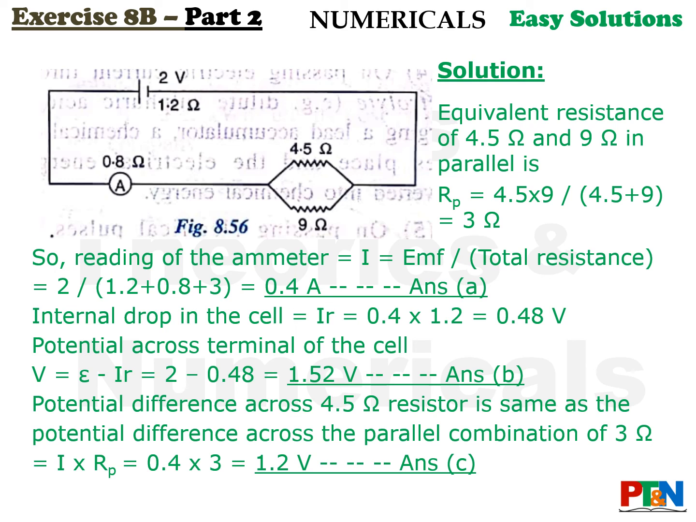Now potential difference across 4.5 ohm resistor is same as the potential difference across the parallel combination of 3 ohm. That is, your total current is 0.4 ampere and RP is 3 ohm. You multiply them, you get the potential drop across 4.5 ohm resistor, or even the entire block of that 4.5 and 9 ohm in parallel, that is 1.2 volt.